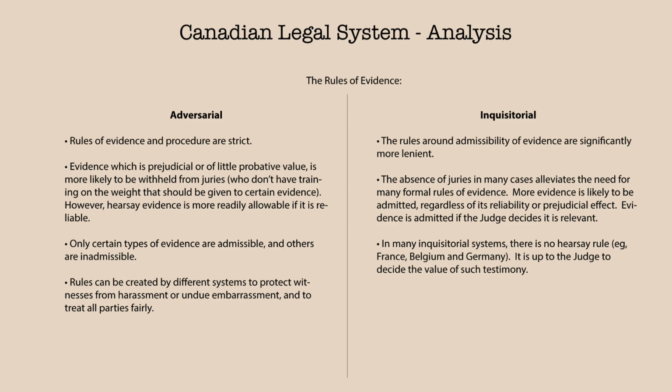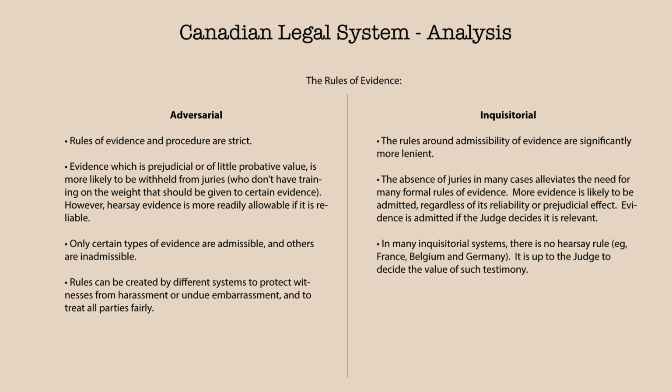Now, in the inquisitorial system, the rules around admissibility of evidence are significantly more lenient. The absence of juries in many cases alleviates the need for many formal rules of evidence. More evidence is likely to be admitted, regardless of its reliability or prejudicial effect. Evidence is admitted if the judge decides it is relevant. In many inquisitorial systems, there is no hearsay rule, for example, France, Belgium, and Germany. It is up to the judge to decide the value of such testimony.